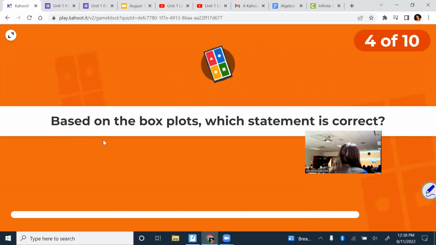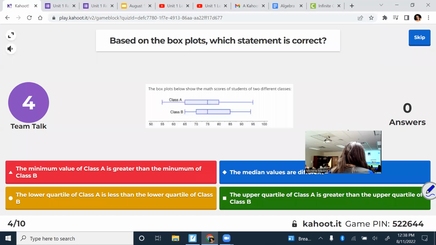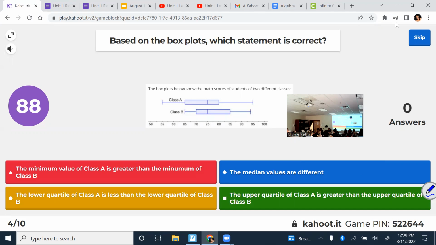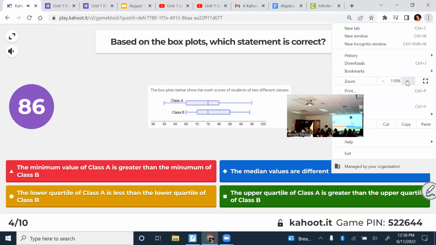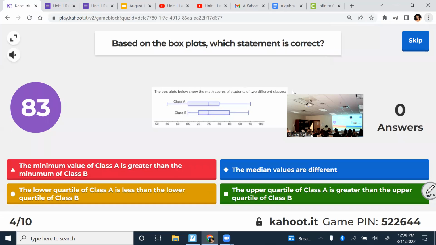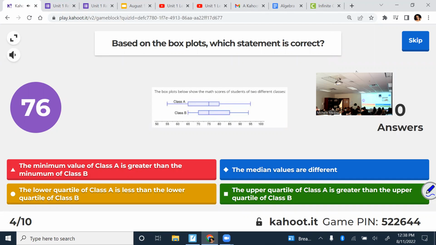Based on the box plots, which statement is correct? I'll zoom in best I can. Sorry. So the minimum value of class A is greater than the minimum of class B. The median values are different. The lower quartile of class A is less than the lower quartile of class B, or the upper quartile of class A is greater than the upper quartile of class B. This was Tuesday's lesson.